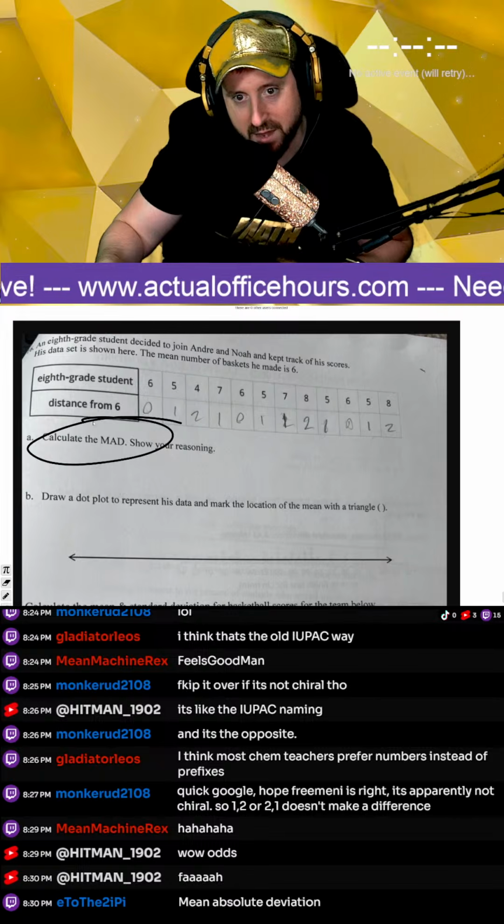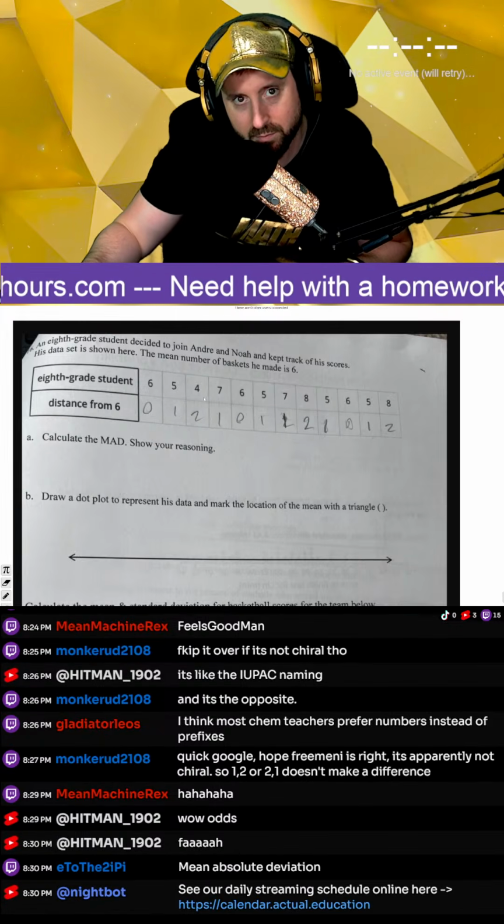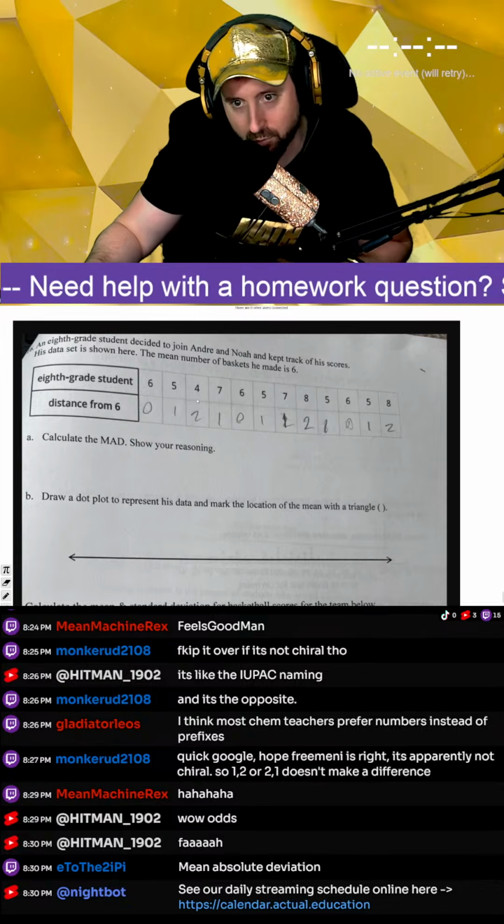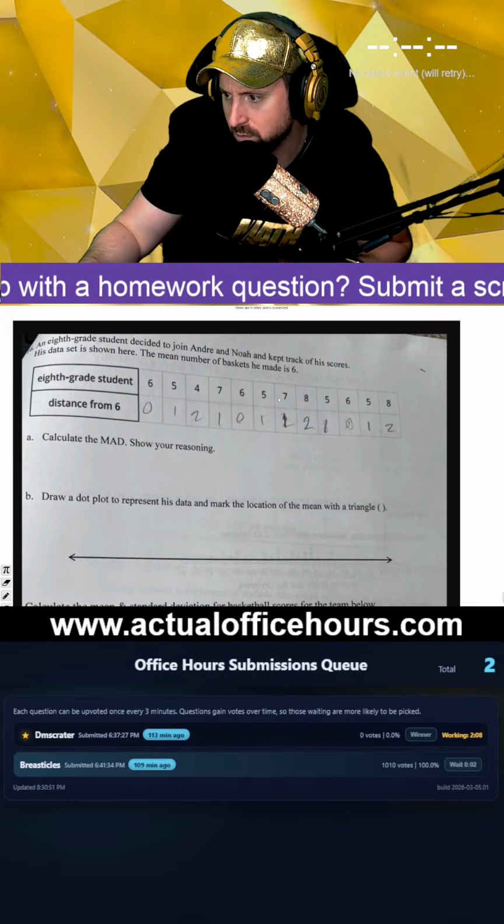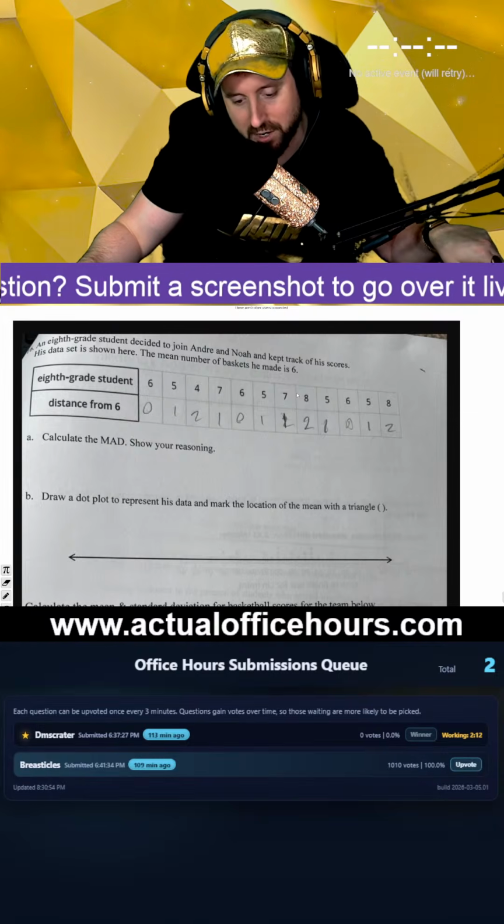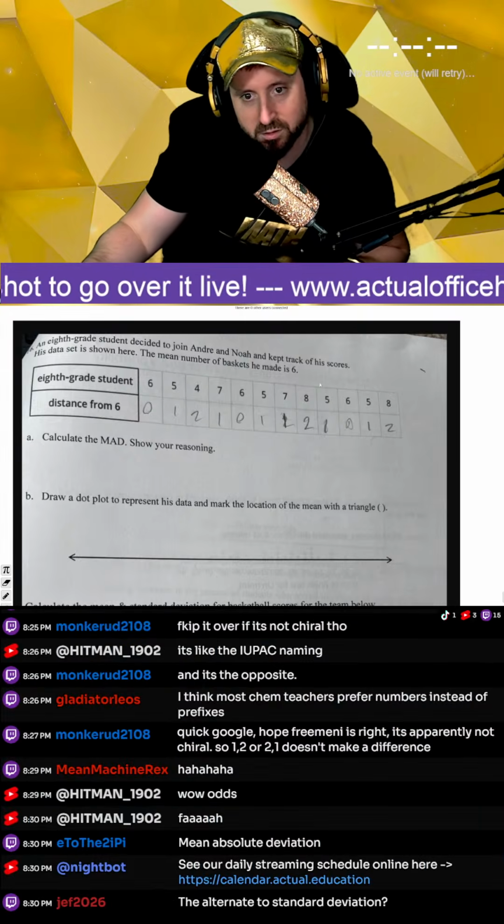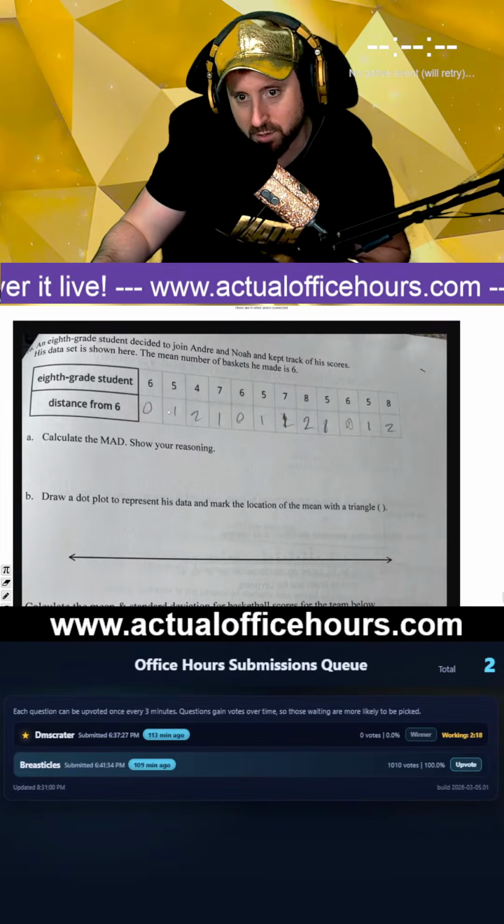So if you calculate MAD, right? Just add these all up. Yeah, it's not wrong. You're doing the right thing. This is right. This is like poor man's standard deviation. It's like really easy.